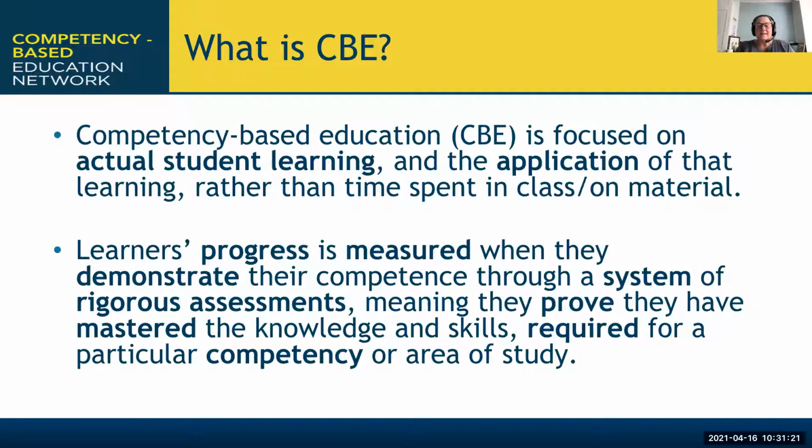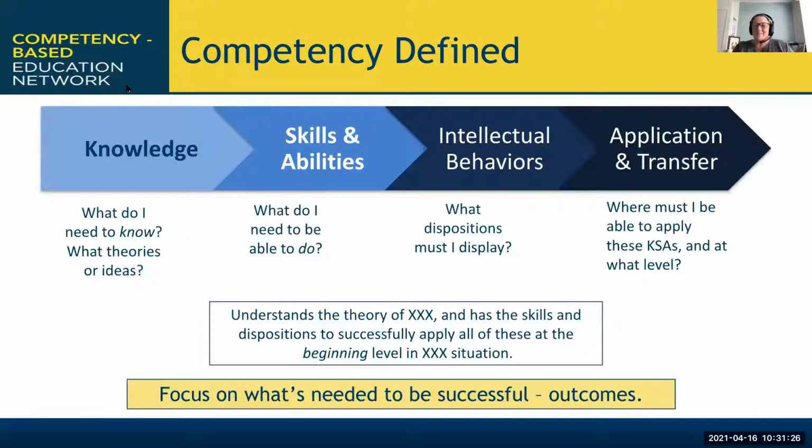A competency is, next slide, the knowing, the doing, and the behaving. So it's the knowledge, the skill, and the ability, and the intellectual behaviors working together so that they can be applied and transferred into a given credential or context. So if somebody's going to earn this credential, what do they need to know and be able to do, and how should they behave? How should they hold themselves? What should their interpersonal behaviors look like?